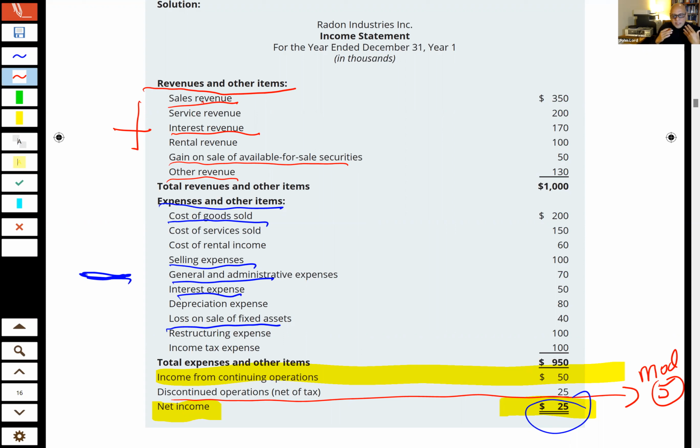All right, now that is what they call the single step, and maybe they should call it the two-step because you have the revenues minus the expenses, but I guess they didn't want the country western people to get mad at them, so they just called it the single step, okay?